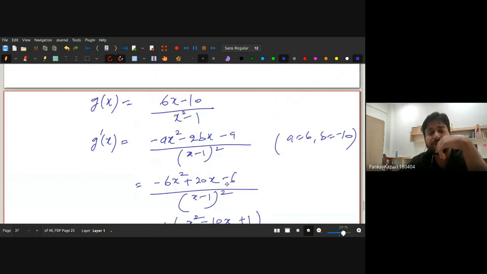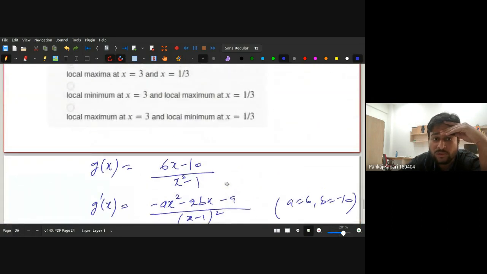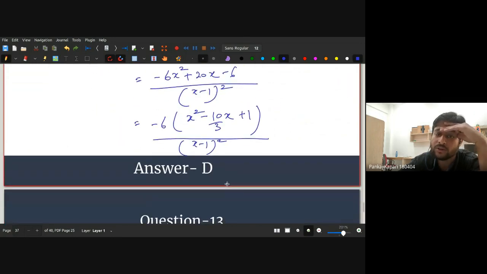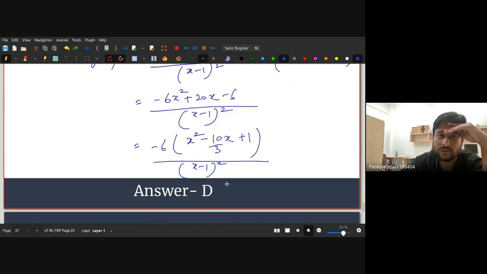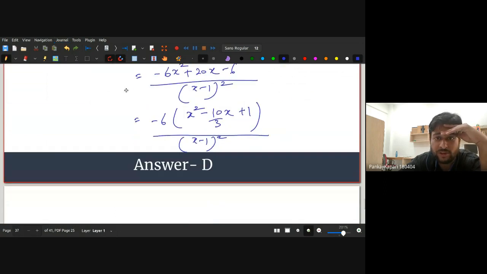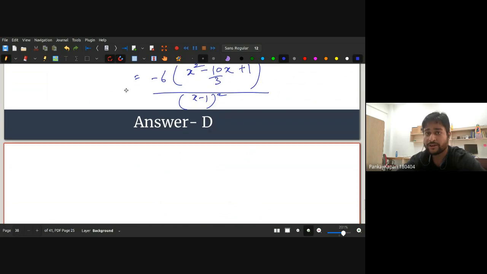Right, why are we doing it? Because we want to find the nature of the derivative near x equal to 3, right? The x equal to 3 was the extreme value. So if I put x equal to 3, then this will cancel. Okay, that is fine. So let me factor this quadratic. How do we factor it? We want product to be 1 and sum to be 10 by 3.